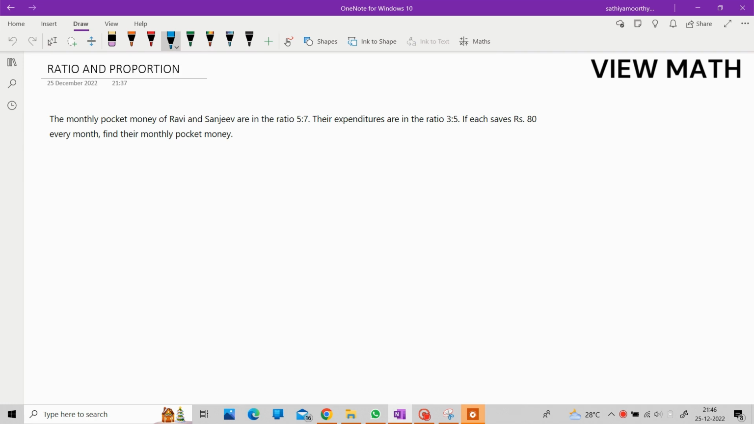So there are two boys, Ravi and Sanjeev. They are given the monthly pocket money, which are in the ratio 5 is to 7. With that pocket money, they are spending some amount that is in the ratio 3 is to 5. And some amount they are saving. Both are saving the same amount. Rupees 80 is the savings of both the boys. Now they are asking us to find out monthly pocket money of Ravi and Sanjeev.